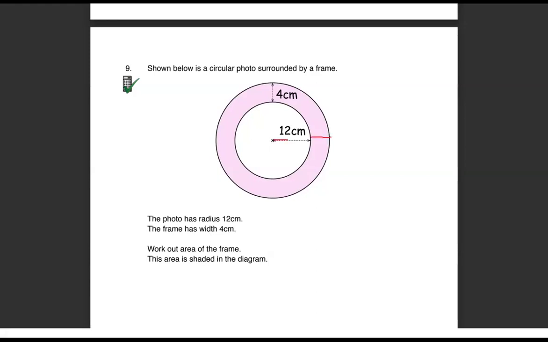Yeah. What I tried doing was I forgot about the frame. I ended up working out the inside. Sorry, not the inside. I found the area of the photo, which is 452.3. Well, I do find the area of the total. How do you find the area of the total? So I did 12 squared, which is 144 times pi, which is 452.39. And then I did 4 squared, which is 16 times pi, which is 50.27. And then I subtracted them from each other.